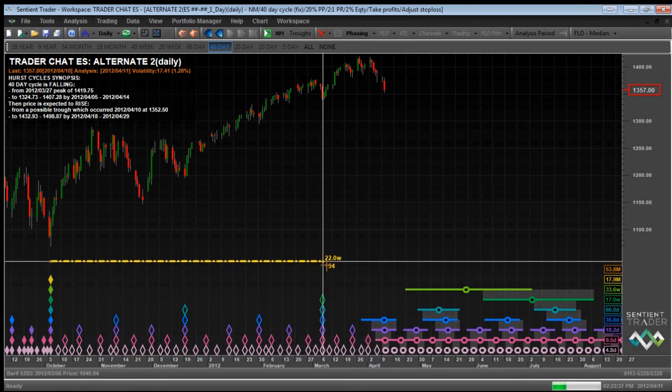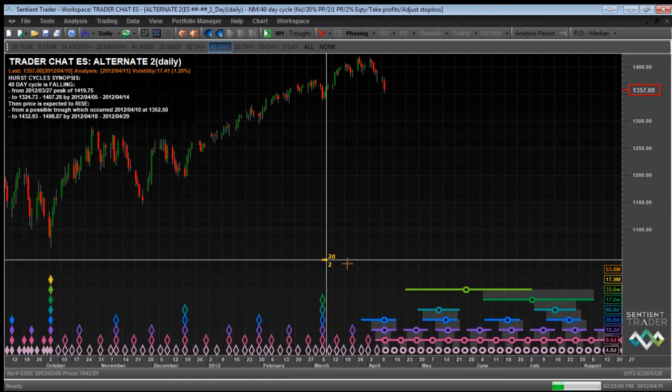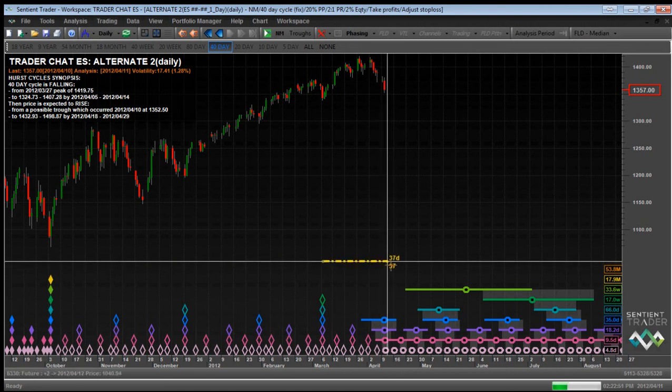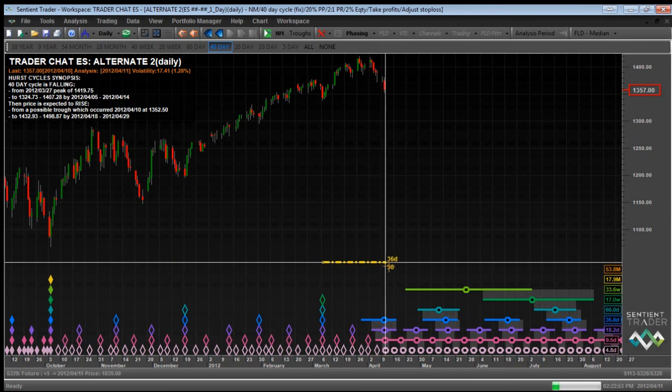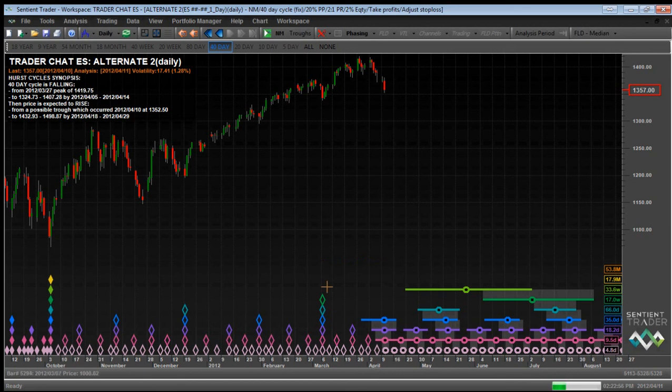What it's useful to do is start measuring these cycles. Let's see how much time passed. How long was that first 20-week cycle? You can measure by pressing the control button and clicking with your mouse. You can see that first 20-week cycle was 22 weeks. So it was a slightly long 20-week cycle.